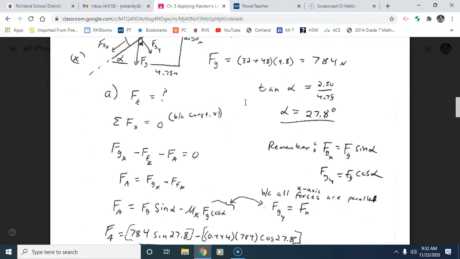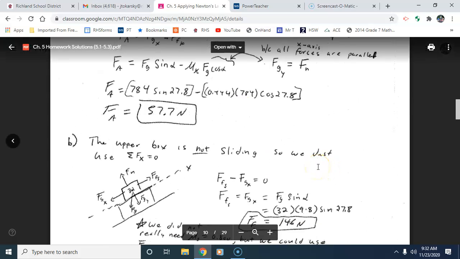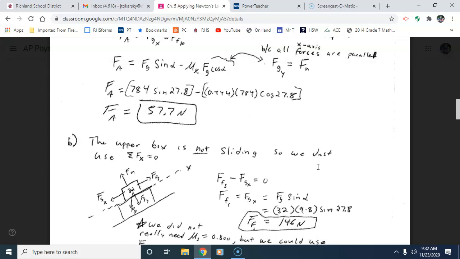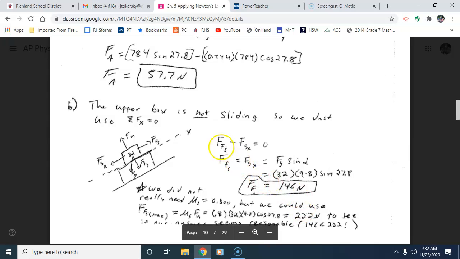But we have nothing indicating that that's the case. So that would find the max, but it wanted us to find what it really is in this situation. Just for comparison reasons, I got 146 here, doing it through Newton's second law, right?